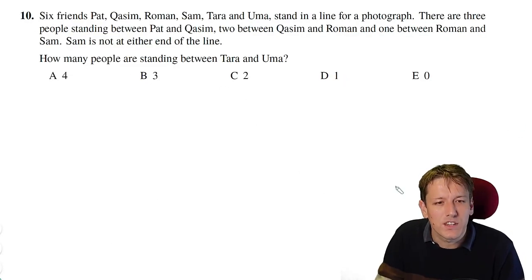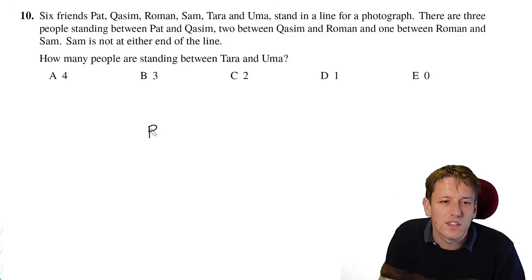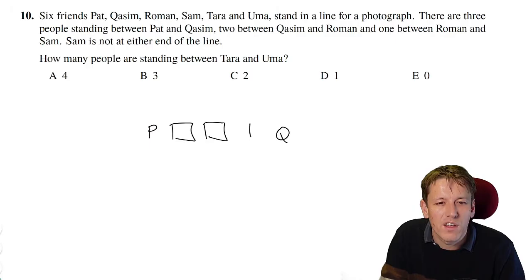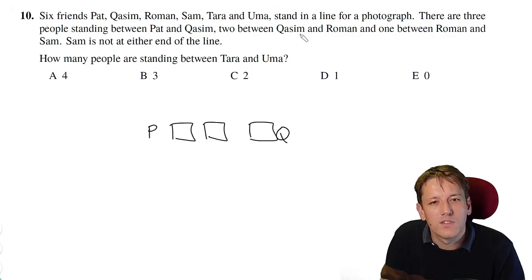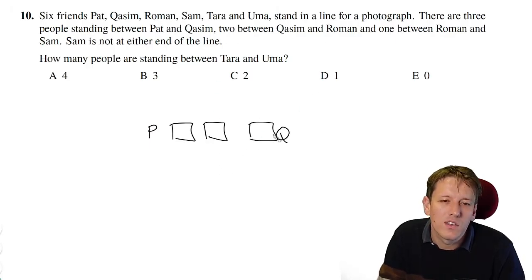Right, we've got a bit of a logic question here. We've got these 6 friends, Pat, Kazim, Raymond, Sam, Tara and Uma, standing in line for a photograph. I'll just call them P, Q, R, S, T and U from now on. There are 3 people standing between P and Q, so let's just draw that. So I've got P and Q, and then let's just say there are 3 gaps. 2 people between Q and R, so R could certainly be here.